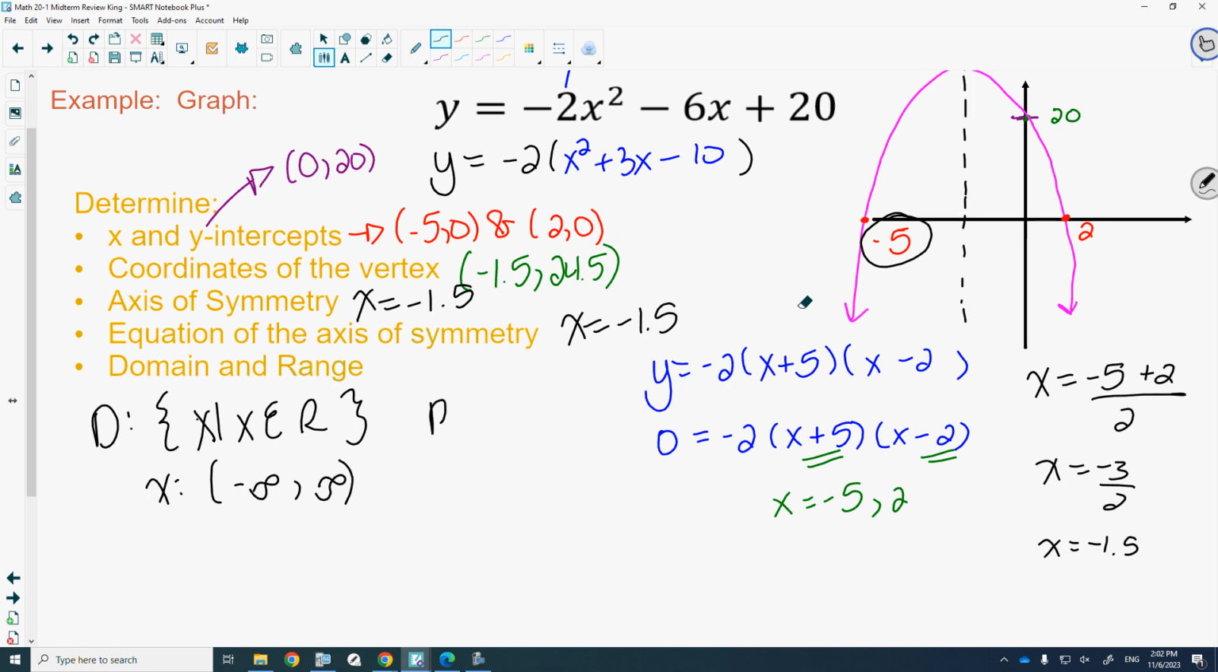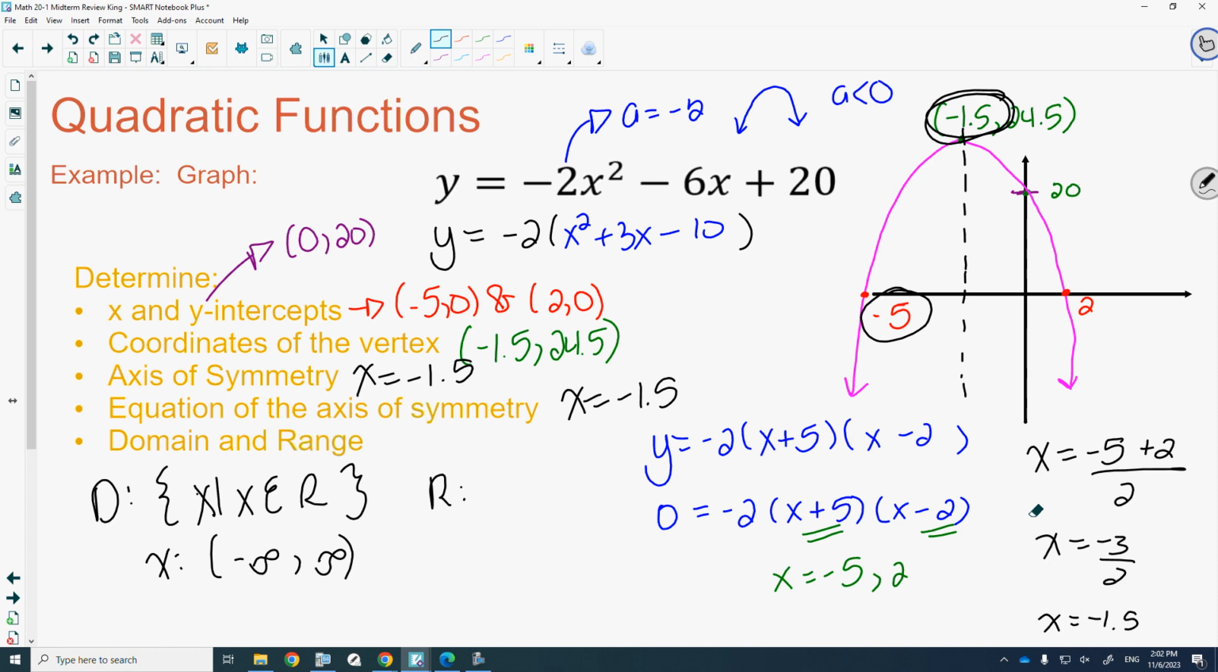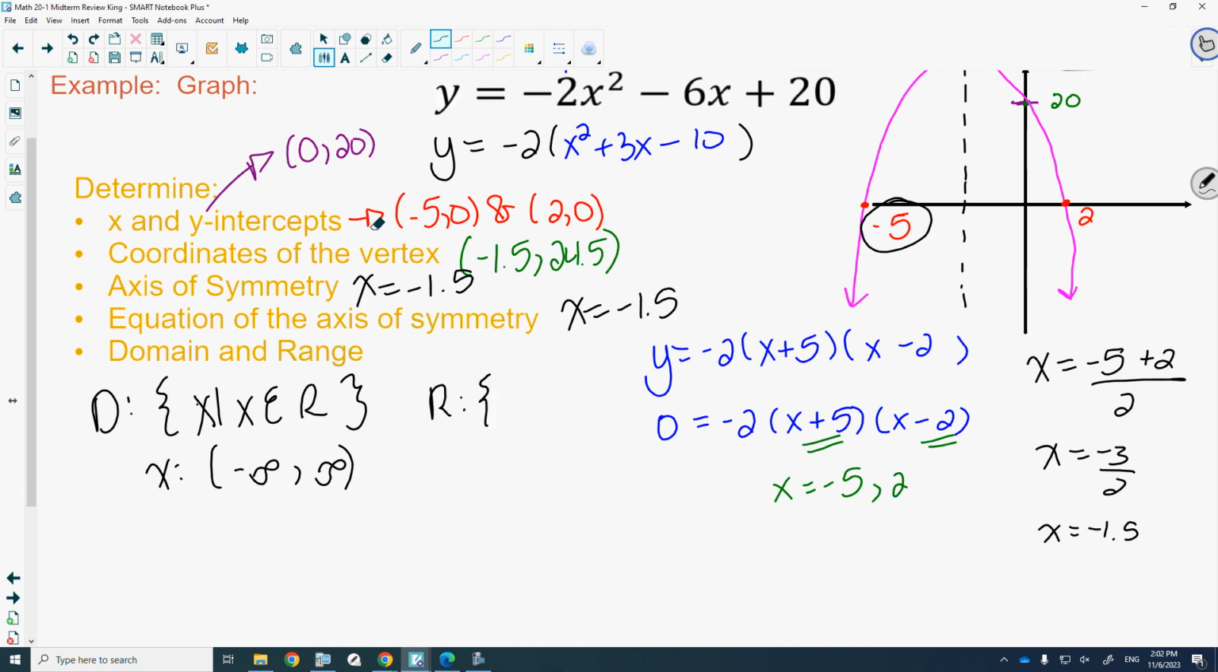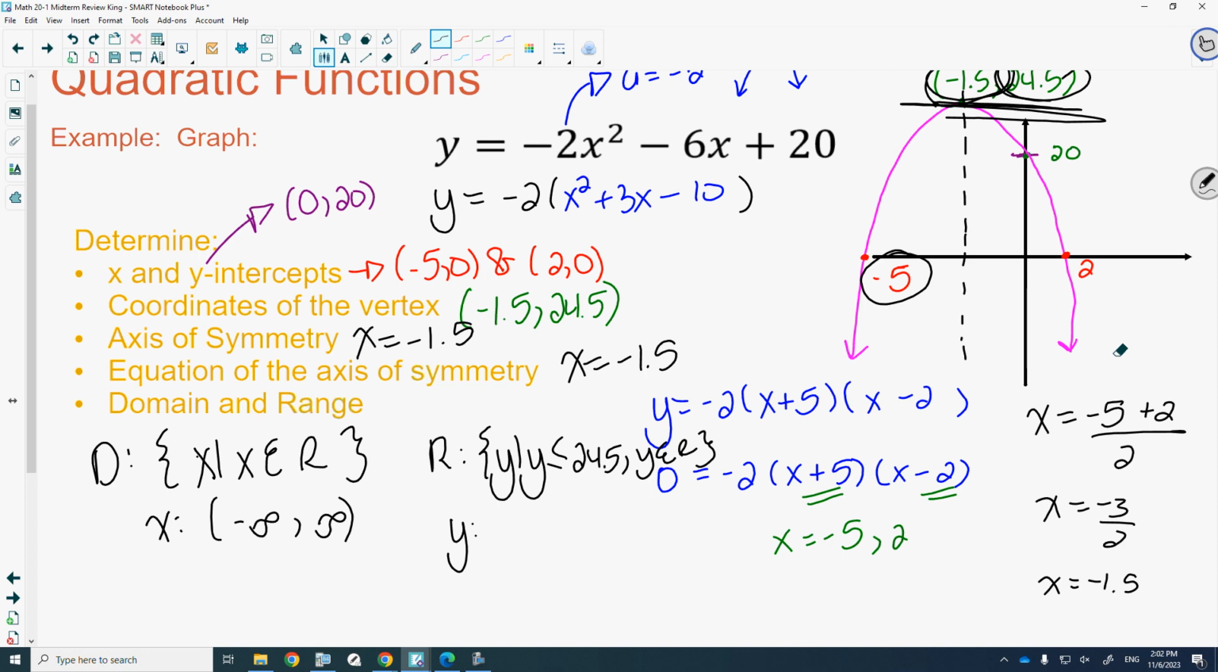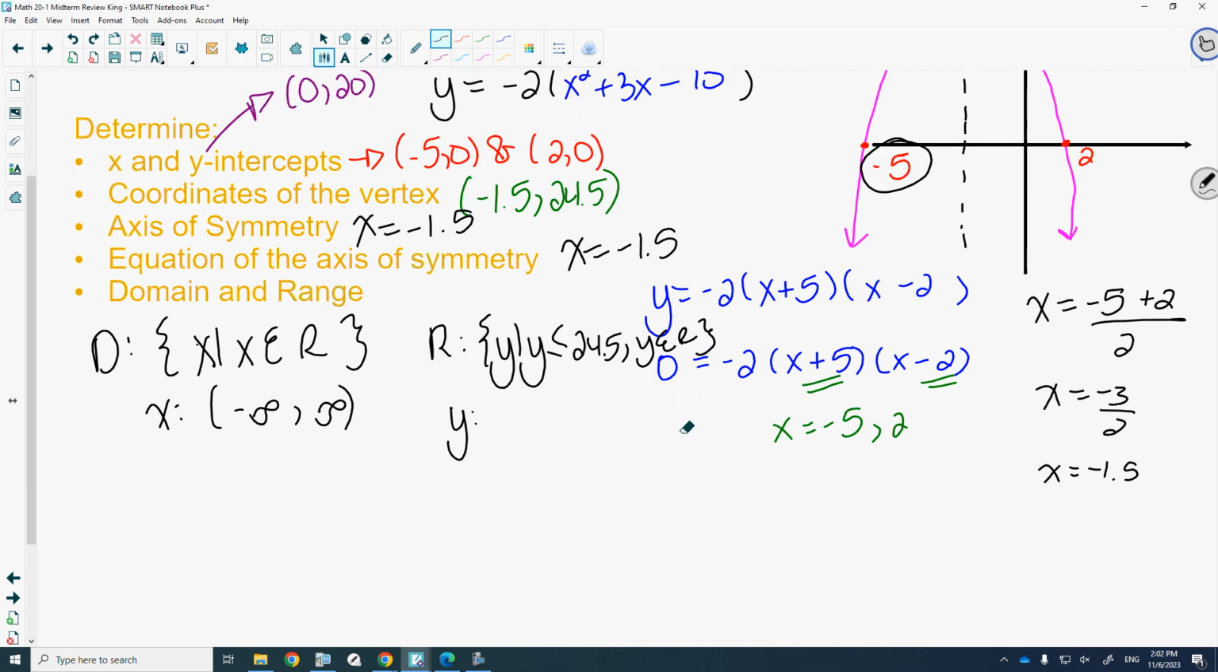The range of this graph: the biggest y value on this graph is the maximum at 24.5. So in set builder notation, y is such that y is less than or equal to 24.5, comma, y belongs to the element of real numbers. That would be the range. In interval notation, doing the range, the smallest y value goes to negative infinity. So round bracket, negative infinity, comma, 24.5, square bracket. That would be my range.